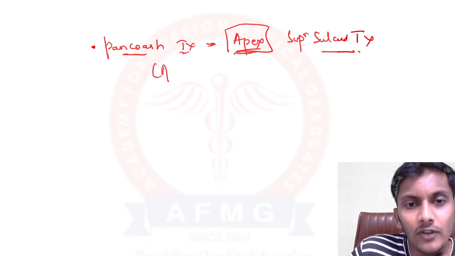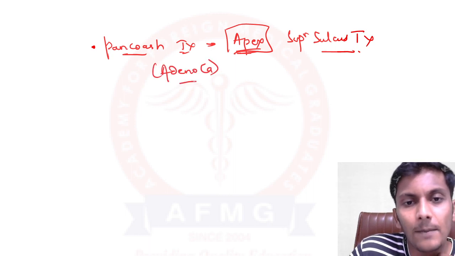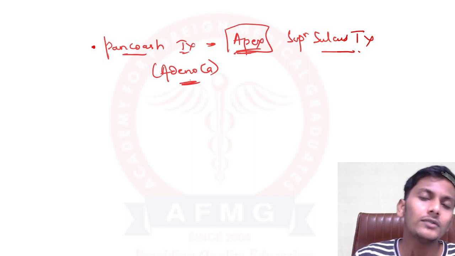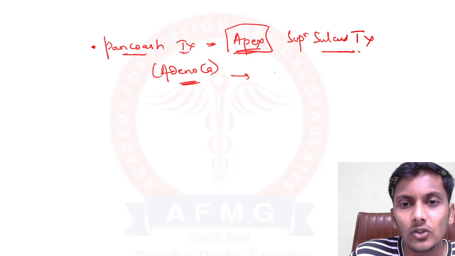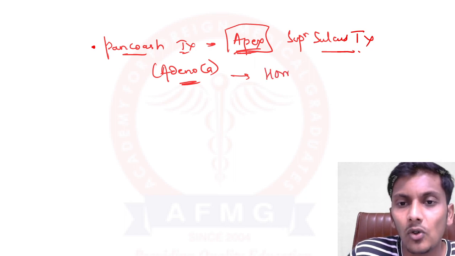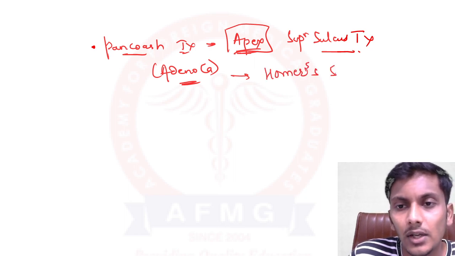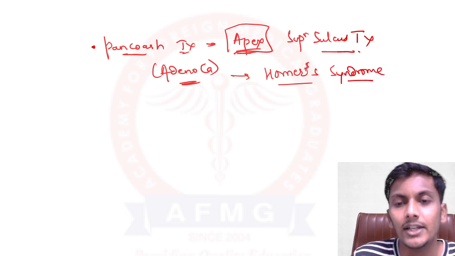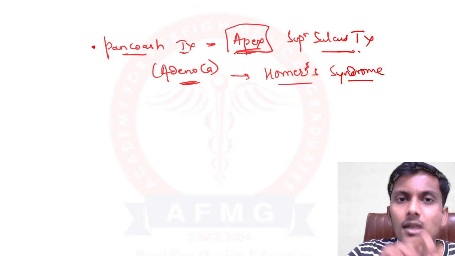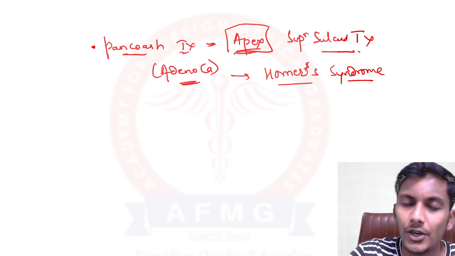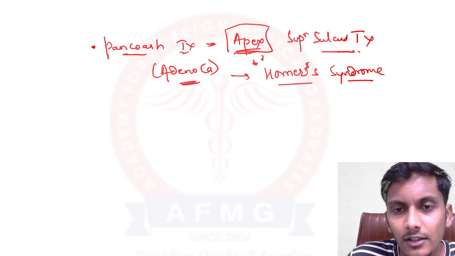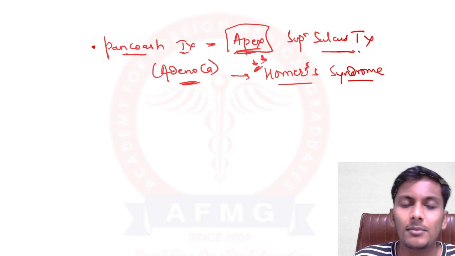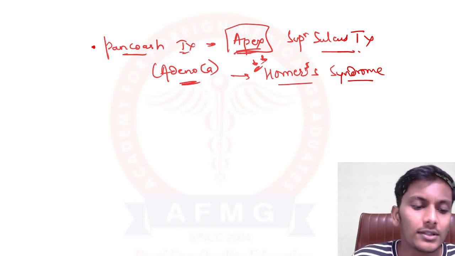It is a type of adenocarcinoma, and the mass of the Pancoast tumor usually compresses the cervical sympathetic ganglia or the cervical sympathetic chain, and that can cause paralysis of the Muller's muscle, leading to Horner's syndrome. As we all know, Horner's syndrome is manifested by ptosis, miosis, anophthalmos, anhidrosis, and loss of ciliospinal reflex. Don't worry, you will study it in ophthalmology. Just remember that Pancoast tumor has Horner's syndrome associated with it.